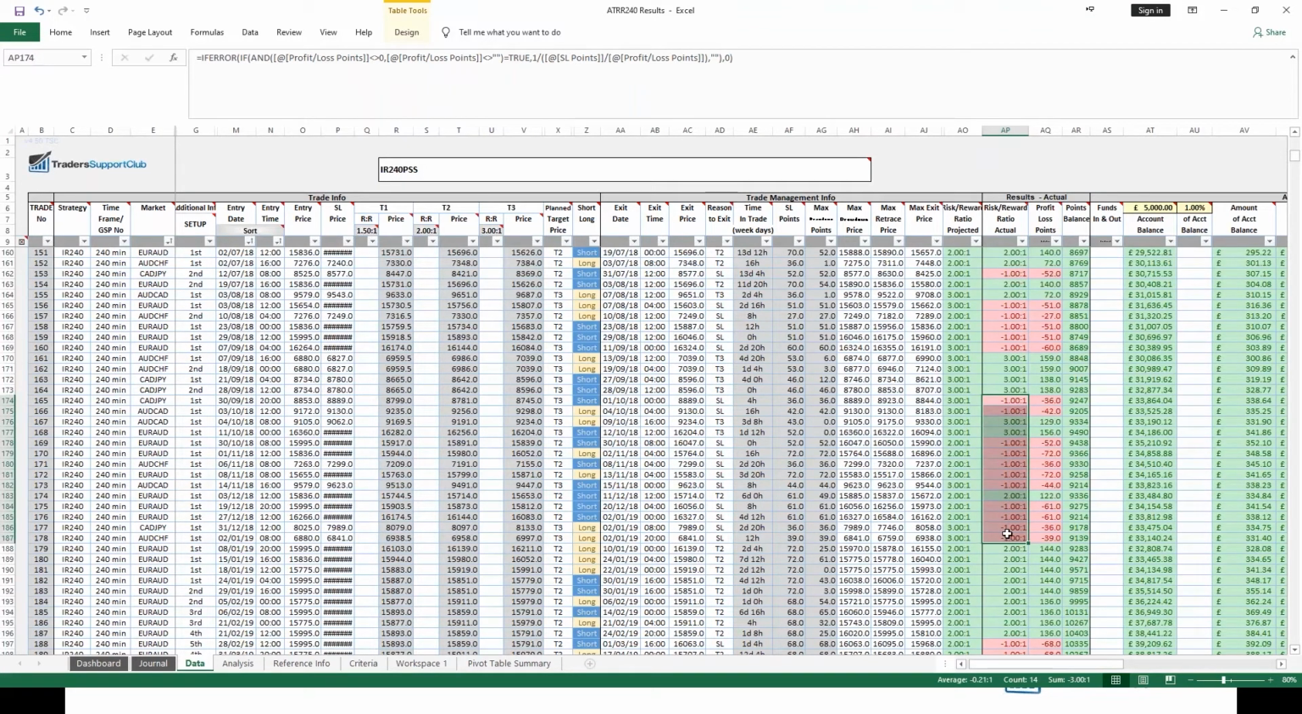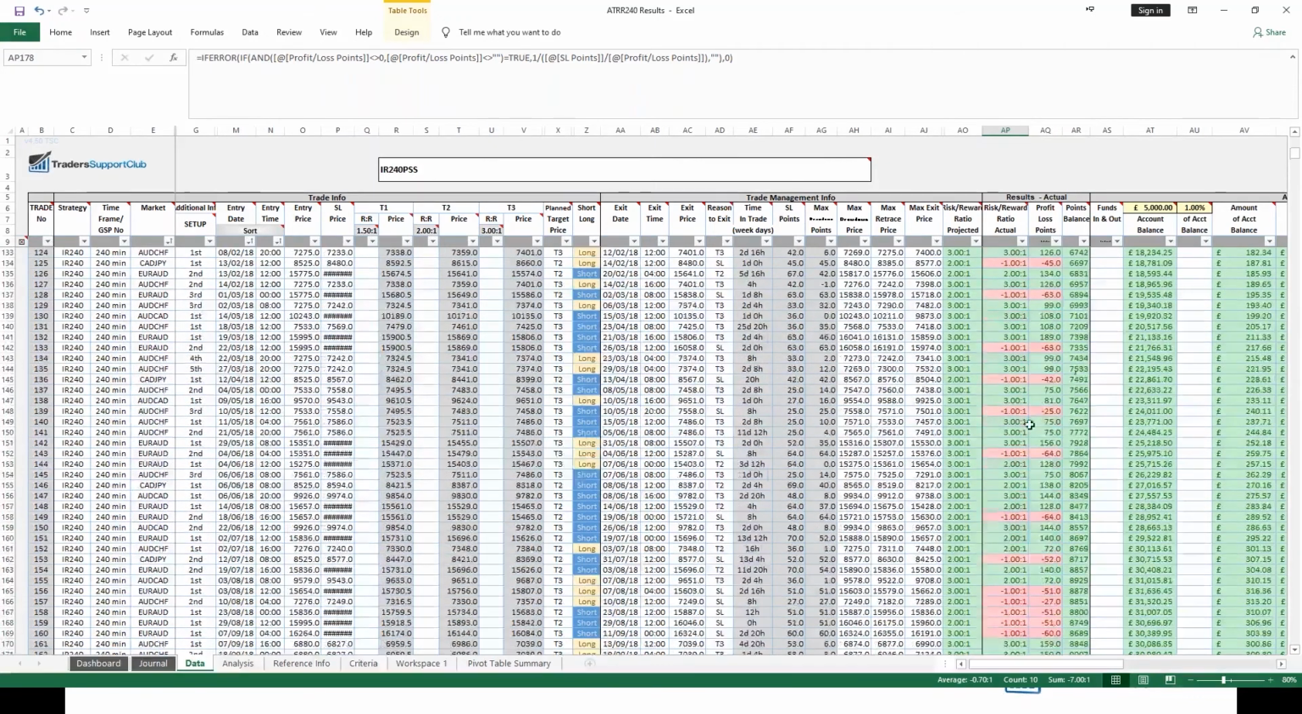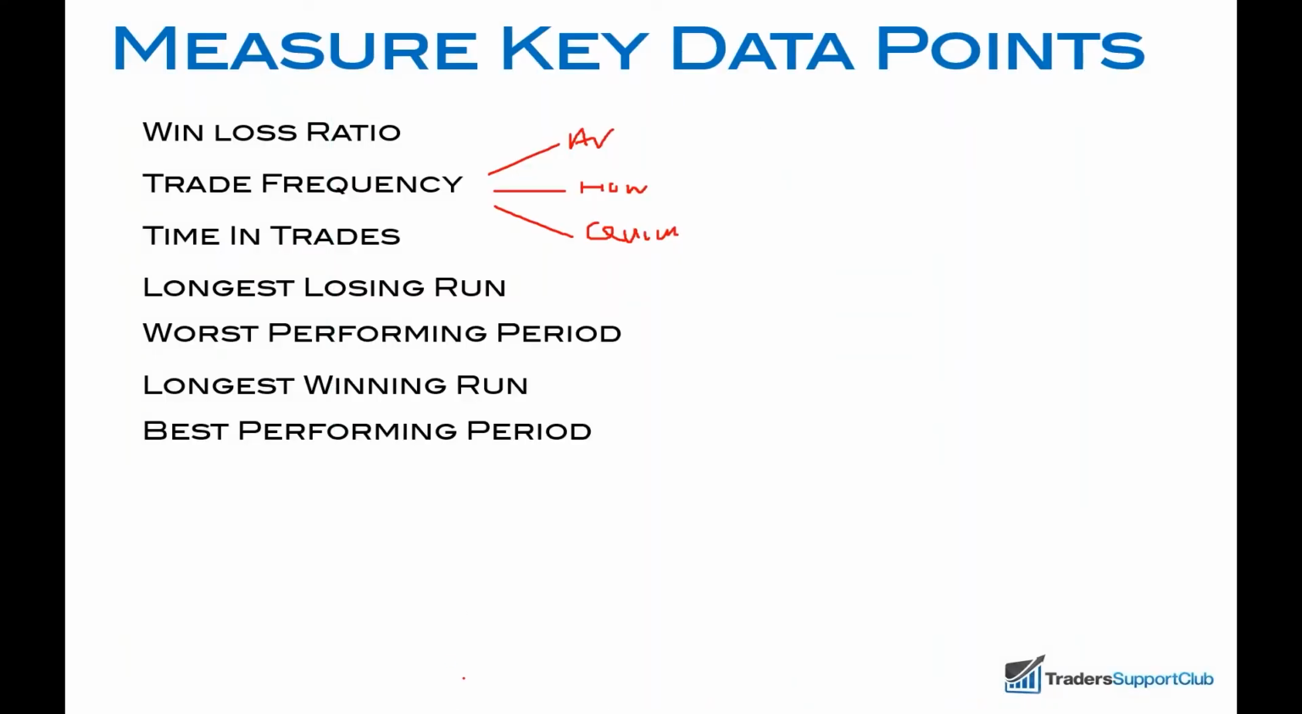So what I'm doing is I'm preparing my expectations so I don't start messing around with my risk, because it's these moments where you as a trader are more likely to want to fiddle around with your risk, change what you're doing. So best performing period, worst performing period, longest losing run, longest winning run, key factors.